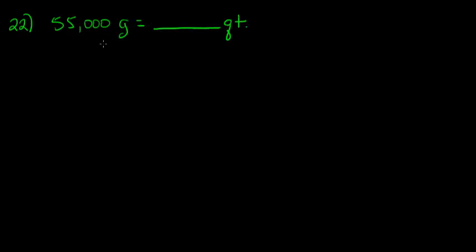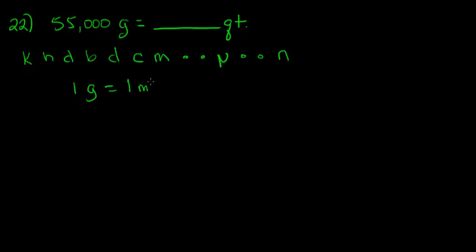Okay, I can see right off the bat that this is another weird one. We're going from mass to liquid volume. If we write out our mnemonic device, King Henry died by drinking chocolate milk, micro, nano. And then we're going to write out the other weird conversion factor. 1 gram of water, pure water, is equal to 1 milliliter of pure water is equal to 1 cubic centimeter.